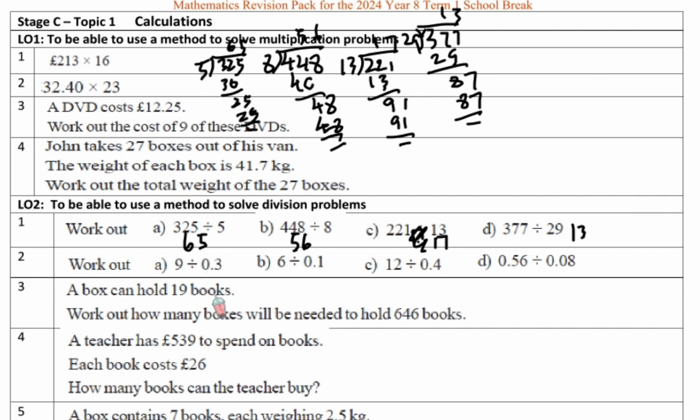2a, 9 divided by 0.3. Now whenever there is a decimal in the divisor, which is the number that is dividing, we will need to move the decimals out and add a 0 for the number that is being divided. So in this case, we'll add a 0 to 9, so this will be 90, and it will be divided by 3. So 90 divided by 3, you get 30. So the answer is 30.